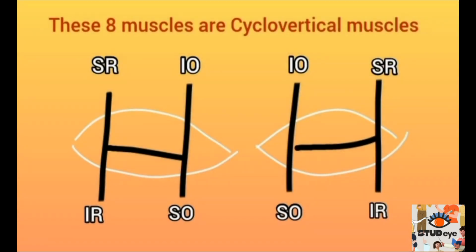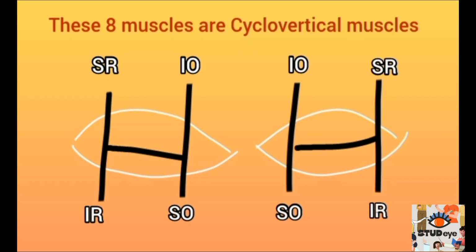Now there are a total of 8 muscles which are the cyclovertical muscles that have the vertical function as well as the torsional function. So you should learn this diagram. This H is based on the functions of the muscles. If you have learned this picture, it will be easy for you to evaluate muscle sequelae as well as the Park's 3-step test.